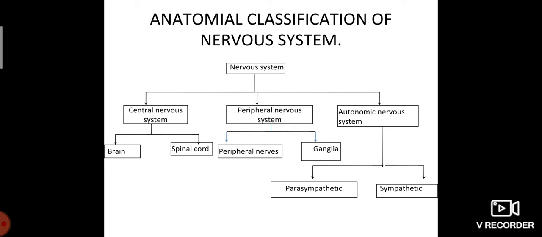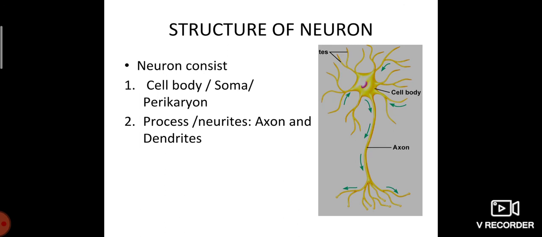Another thing is the autonomic nervous system. The autonomic nervous system consists of sympathetic and parasympathetic parts. That is a separate entity, because its function is not under our control.